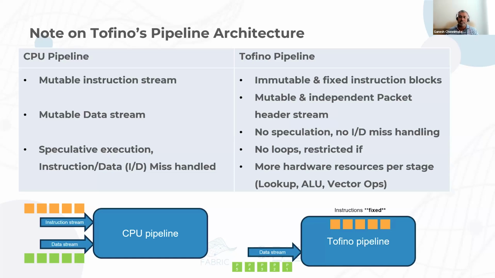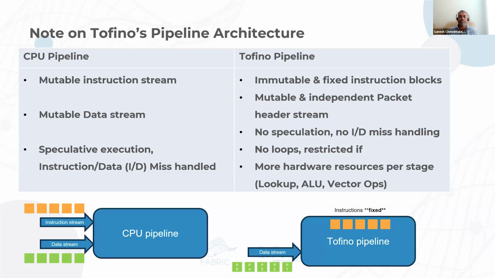So there is no instruction flow change or loops or anything like that available. You can see that it is a completely immutable, fixed instruction pipeline, whereas the packets are mutable. When you look at the corresponding data stream, the CPU pipeline data stream is a very unit-level data stream, which carries, for example, one or two 64-bit operands. But here, the entire packet is an operand, and that is carried across the stages.